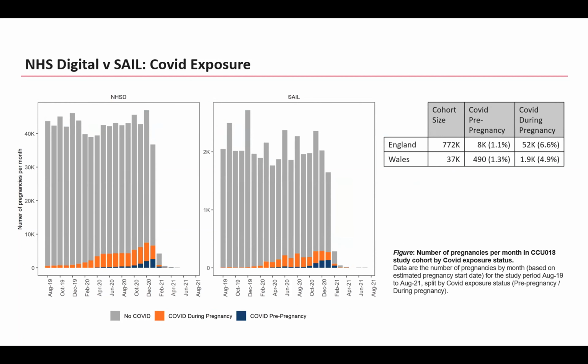Similarly, this plot shows the number of pregnancies per month, but this time indicates the proportion that had COVID pre-pregnancy and during pregnancy. Just to highlight here that the x-axis shows the month of the estimated start date of the pregnancy, hence why we can see that there is COVID infection during pregnancy in the August 19 column. So these will be women who got COVID in the early months of the pandemic towards the end of their pregnancy. Here we can see that there are slightly higher rates of COVID exposure in the English cohort, 6.6% with COVID during pregnancy compared to 5% in Wales. Again, reassuring results in terms of how these data have been derived.